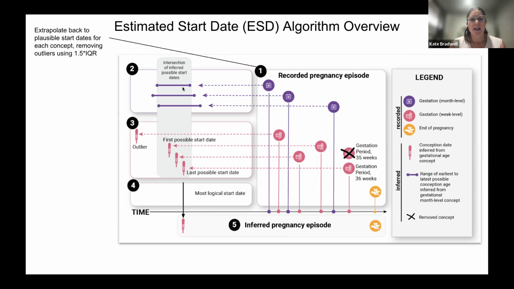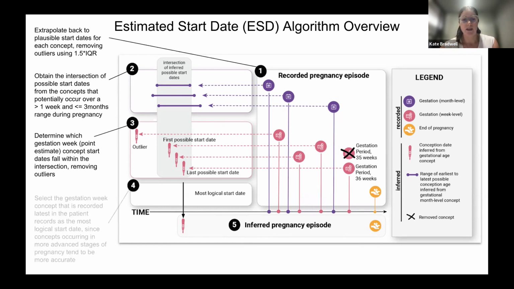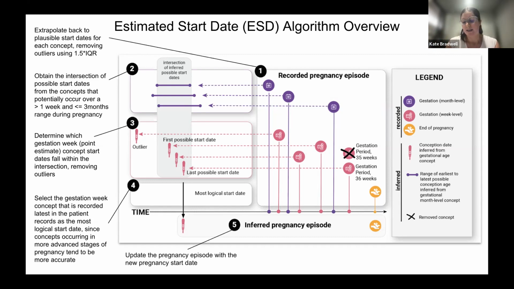With the ones that have a range, we then looked for the intersection of those start dates and then found which point estimate start dates occur within that intersection. And then we selected the start date from the concept that occurred latest during pregnancy. So if you remember the scatter plot I showed, where in more advanced stages of pregnancy, there tends to be less standard deviation of when the concepts occur during the pregnancy. We use that information to say that's going to be the most accurate potentially. The start date from that concept is going to be the most accurate. So that's selected as the most logical start date. And then we updated the pregnancy episodes with the new pregnancy start date.